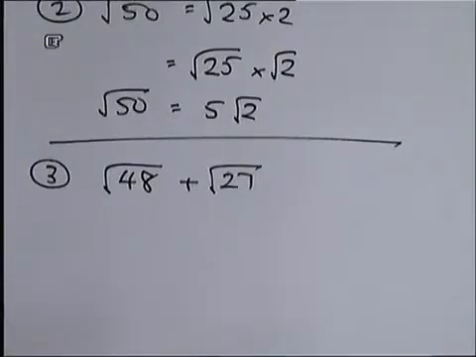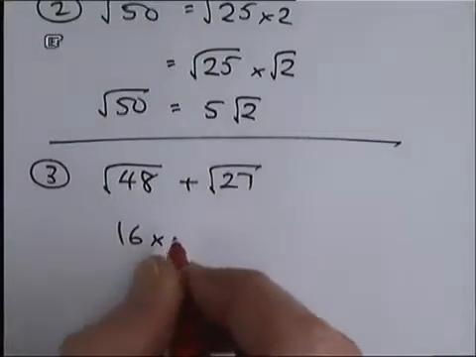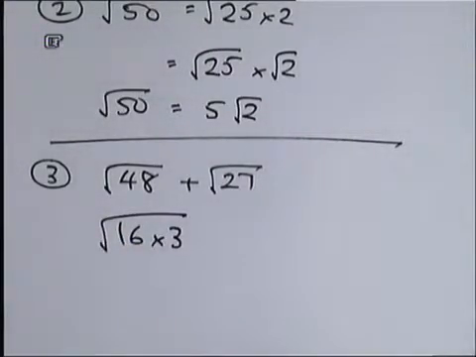So it's useful to just think of square numbers in your times tables, so your 9 times table: 9, 18, 27, 36, 45, 54, that hasn't helped. Next square number, 16. So we can do 16, 32, 48, 64, 48. So 16 times 3 is 48. So I can rewrite my 48 like that.